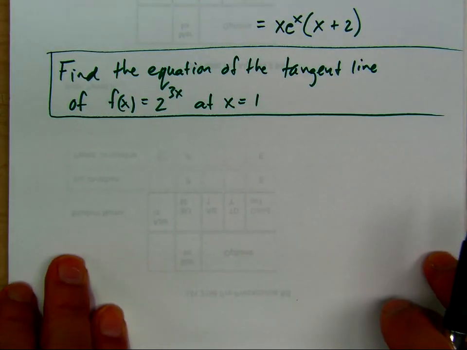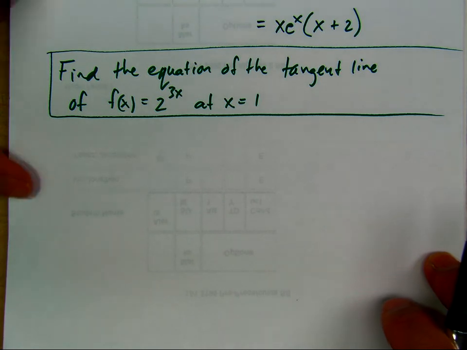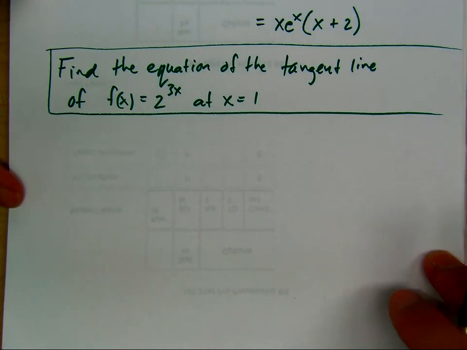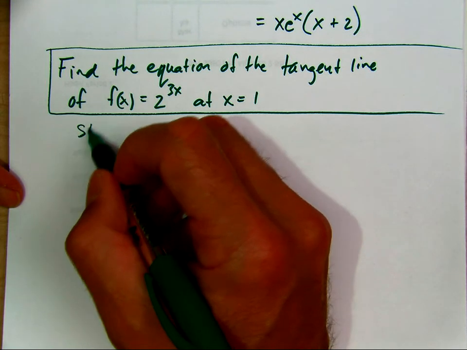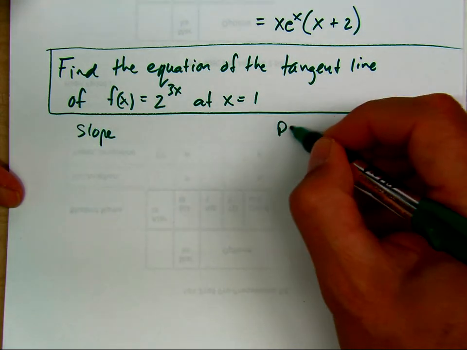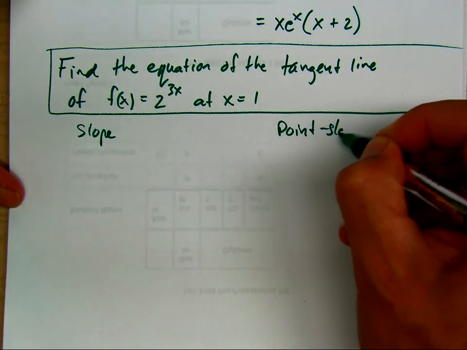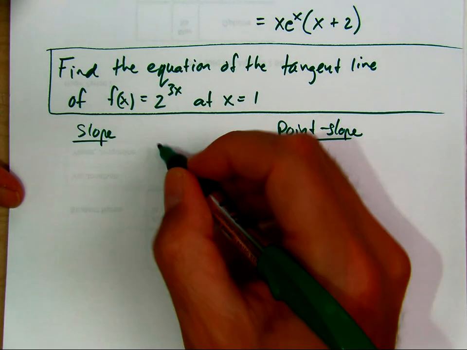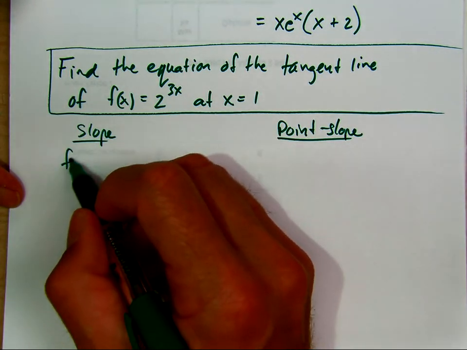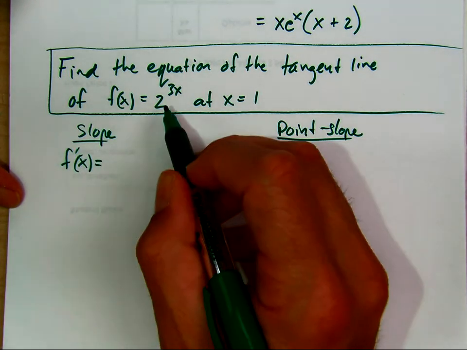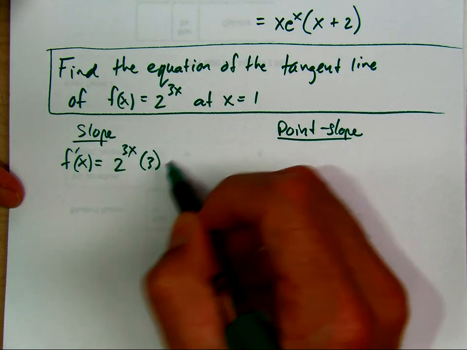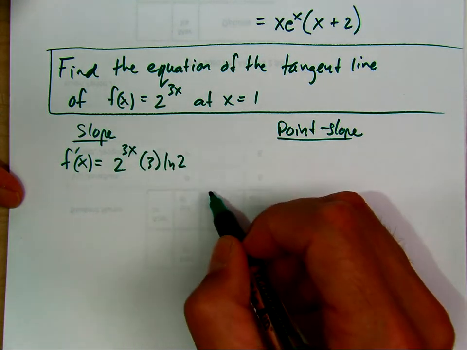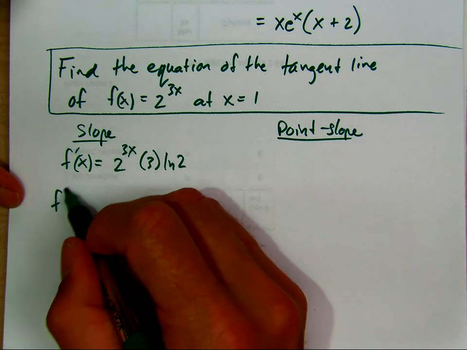Alright, let's review the equation of a tangent line. So to find that, we have to find the slope, and then do point slope. So we'll do the derivative of that, and it's an exponential, so we copy, do the chain rule, ln of the base. We need to evaluate it at 1.